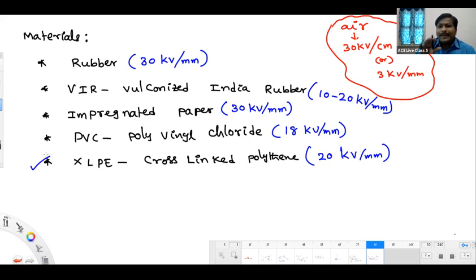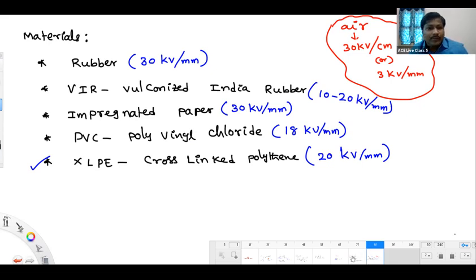Almost all practical cables, what I have observed, have an insulation of XLPE, right? Because of its durability, it will last for a good amount of time. A good life we can achieve with the XLPE. Okay, so let's see. Impregnated paper means just paper mingled with oil.